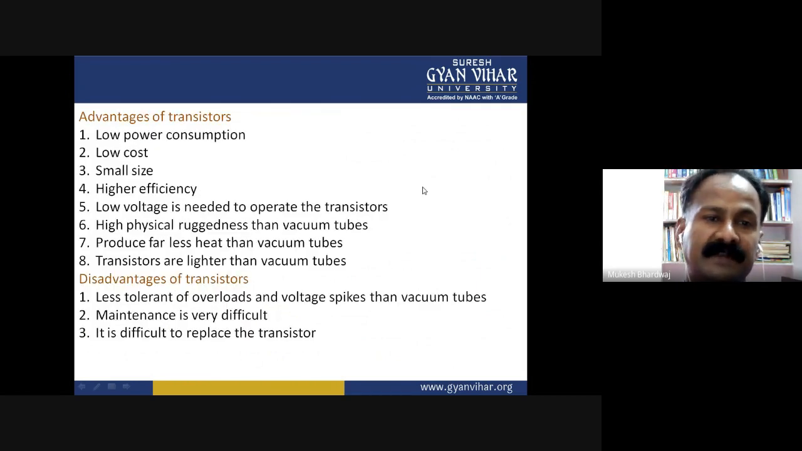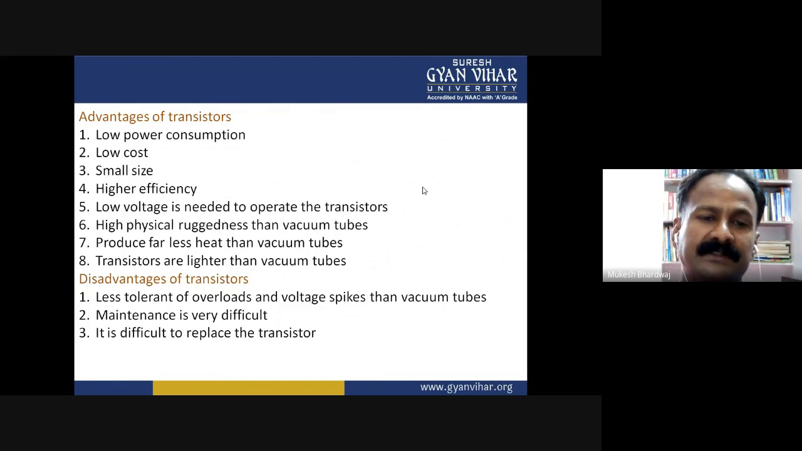Now, advantages of transistors: they have low power consumption, they have low cost, they are small in size, they have higher efficiency, low voltage is needed to operate the transistor, they have higher physical rigidness than vacuum tubes, produce far less heat than vacuum tubes, and transistors are lighter than vacuum tubes. That means they are not bulky, they require very little space because they are very small in size.